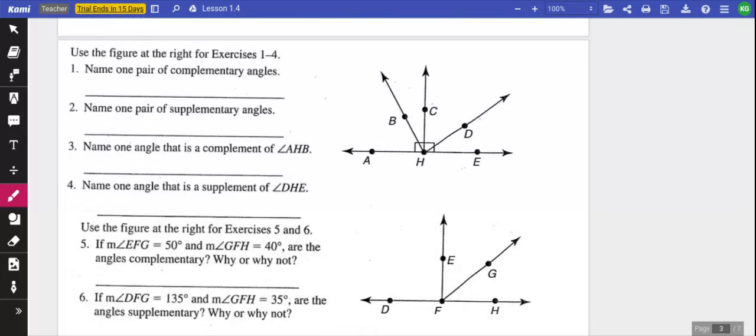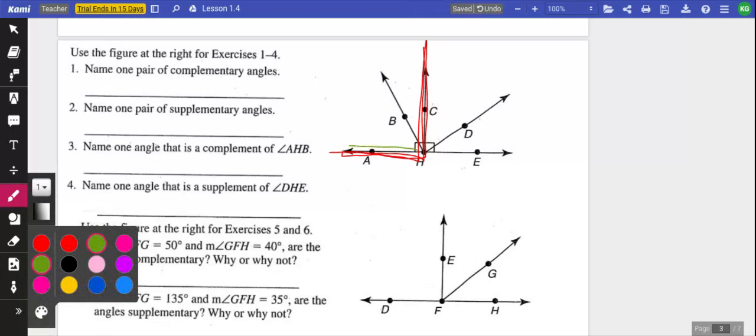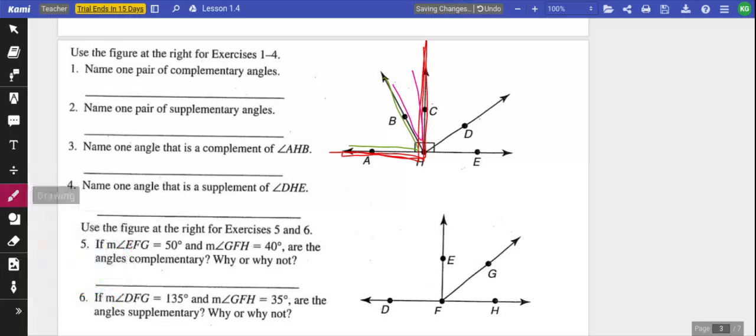Okay, for this first figure, we're going to be using, for numbers 1 through 4, this first figure. And it says, name one pair of complementary angles. Well, from above, we know that complementary angles are two angles that make 90. So here's an angle that is 90 degrees. And I can see the two angles that make that up. So I have the one here in green and the other one here in pink. And so I'm going to list those two angles.